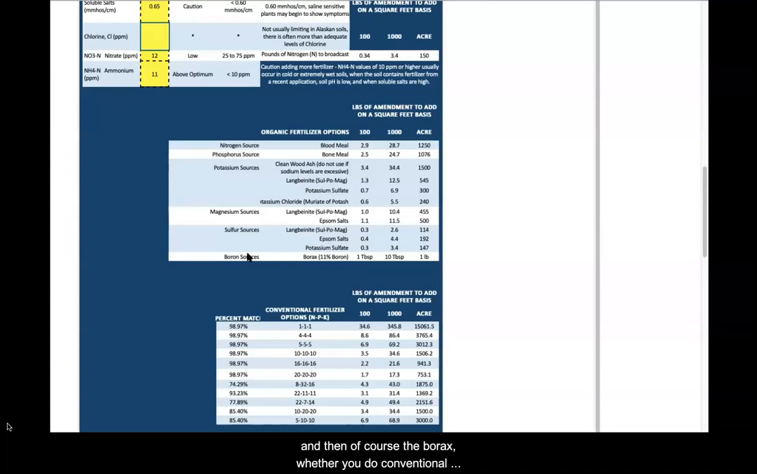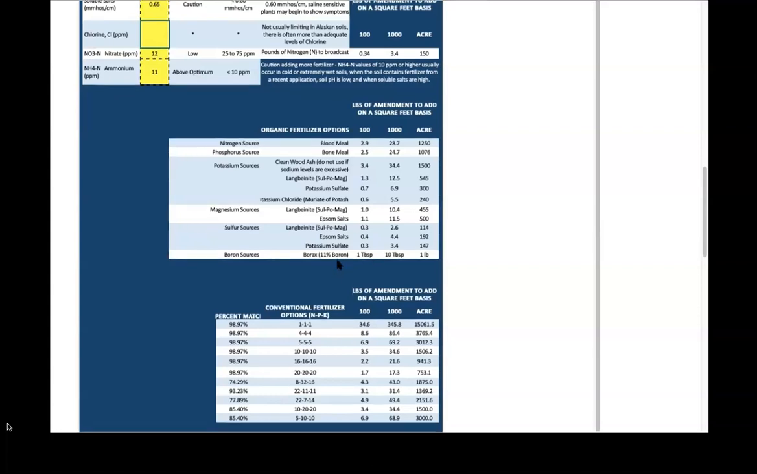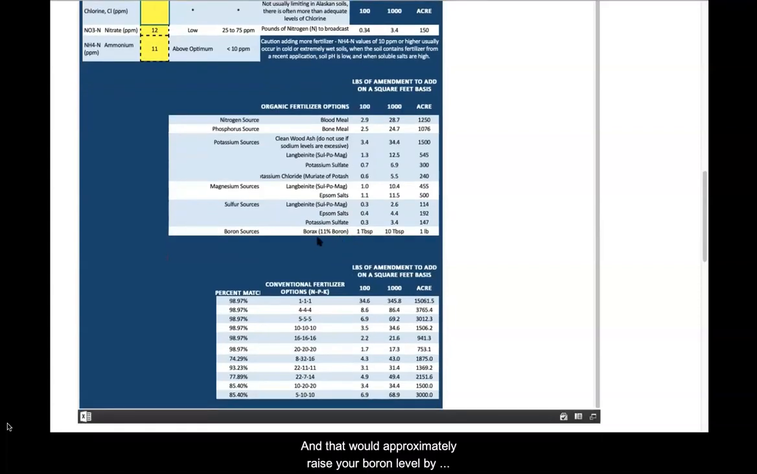And then, of course, the borax. Whether you do conventional fertilizer or organic, borax is considered an organic fertilizer. And that would be 1 tablespoon diluted in 1 gallon of warm water. And once that's diluted, you would apply that to each 100 square feet of your soil. And that would approximately raise your boron level by about 1 part per million.